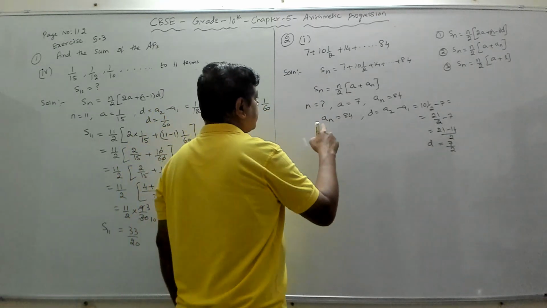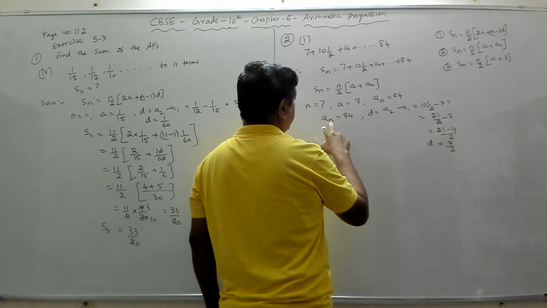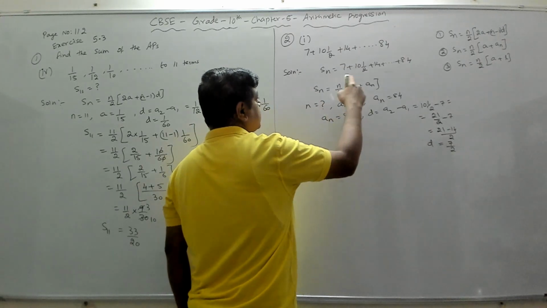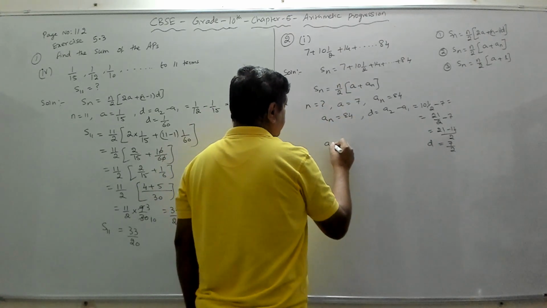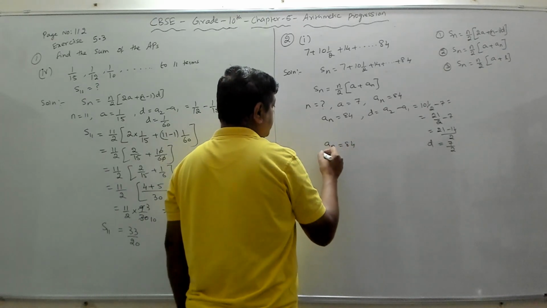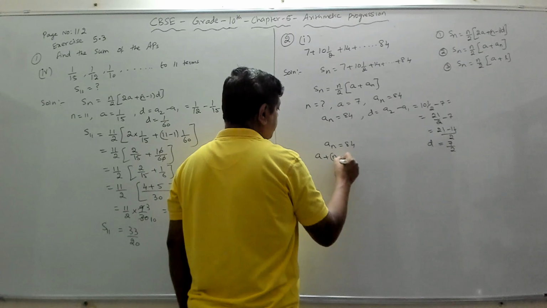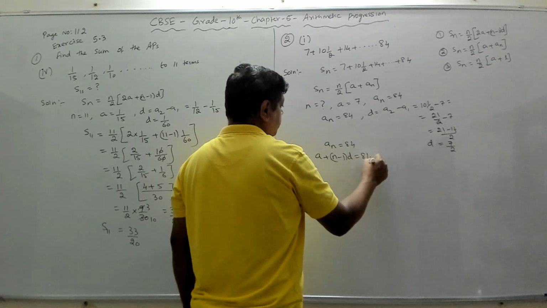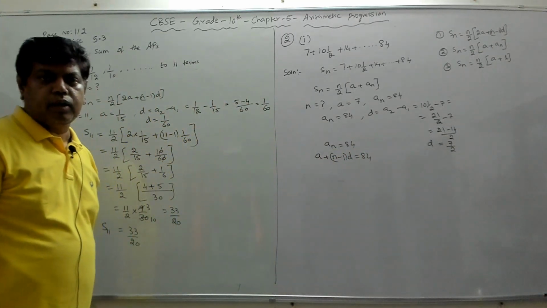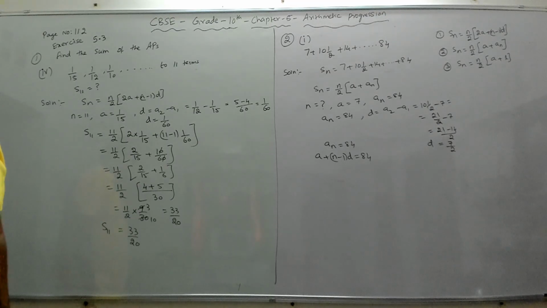Fine. So we have got d now. Let's find what n is. Without finding n, we can't substitute here. So n is what? an is 84. So an is, the formula is a plus n minus 1 into d. That is equal to 84. That is the general term of an AP, right?